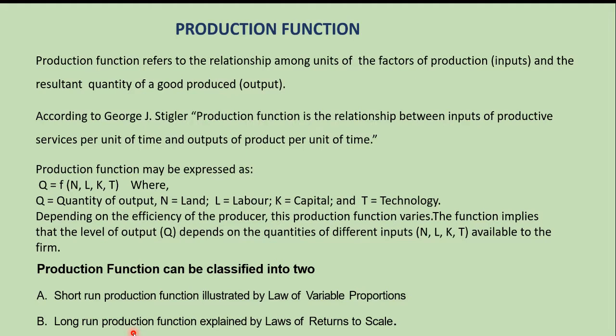So what do you mean by that? Certain factors of production are fixed. Some production factors are variable. So in the short run, you cannot change all the factors of production. Some factors of production will be fixed in the short period and some can be varied. Whereas in the long run, all the factors of production can be changed.